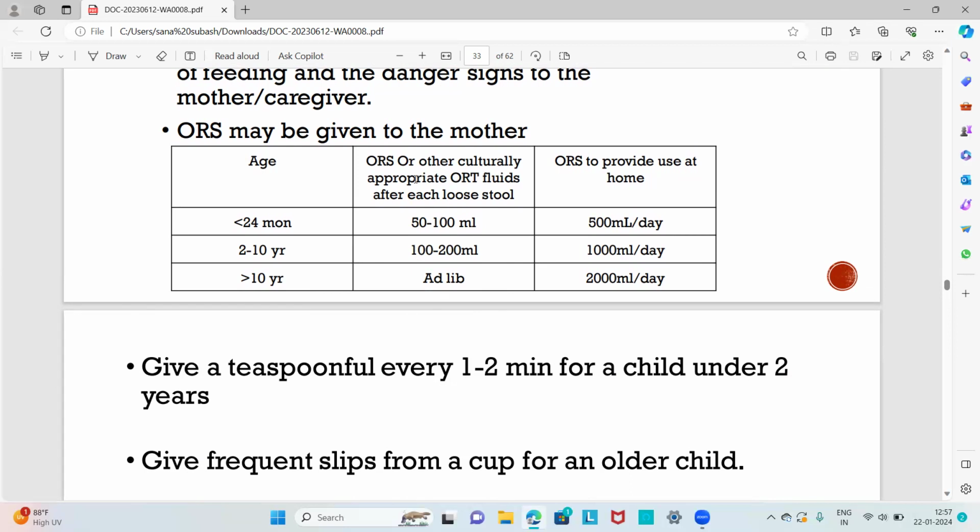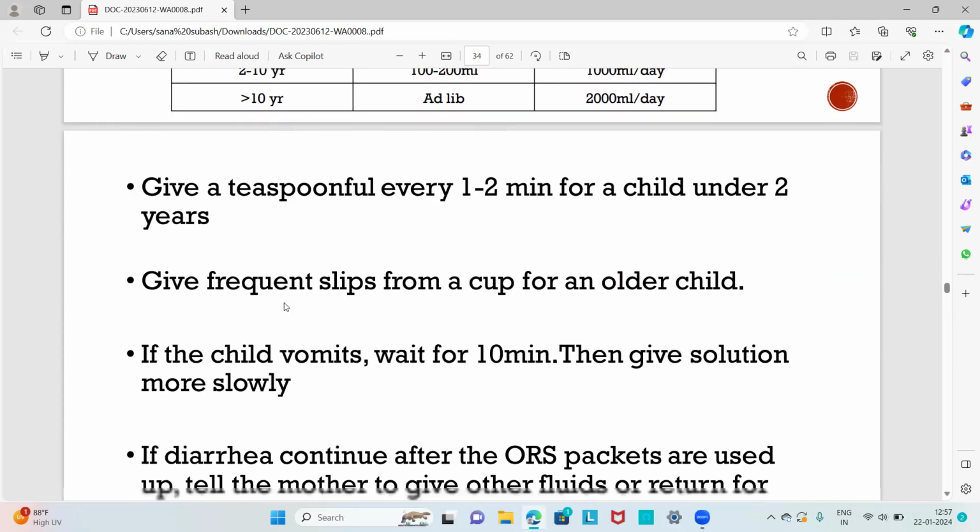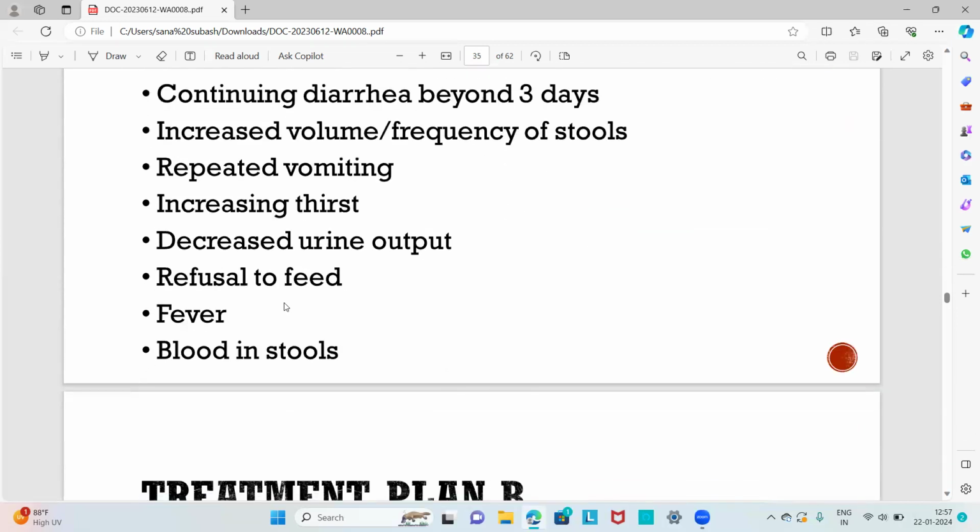After each stool, give the other culturally appropriate fluids. This is the amount according to age. So that is regarding Plan A.